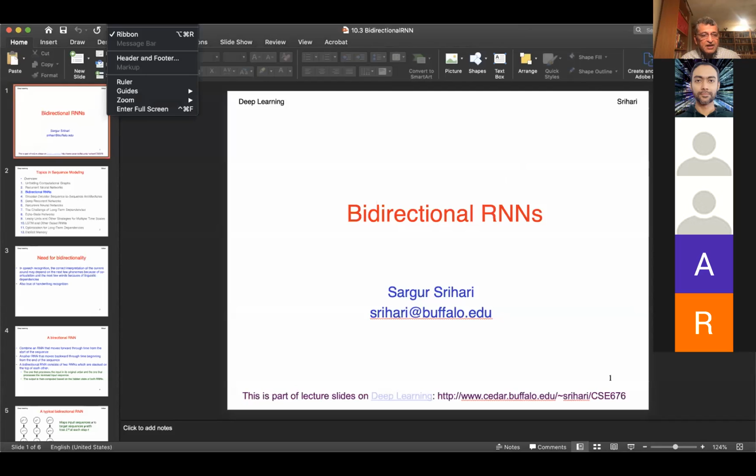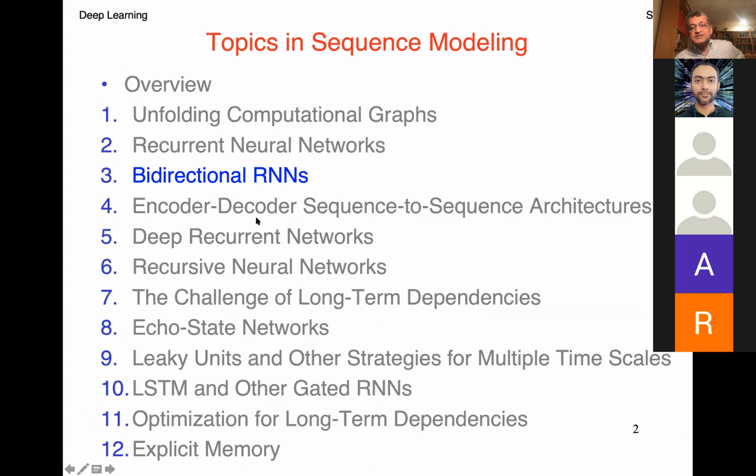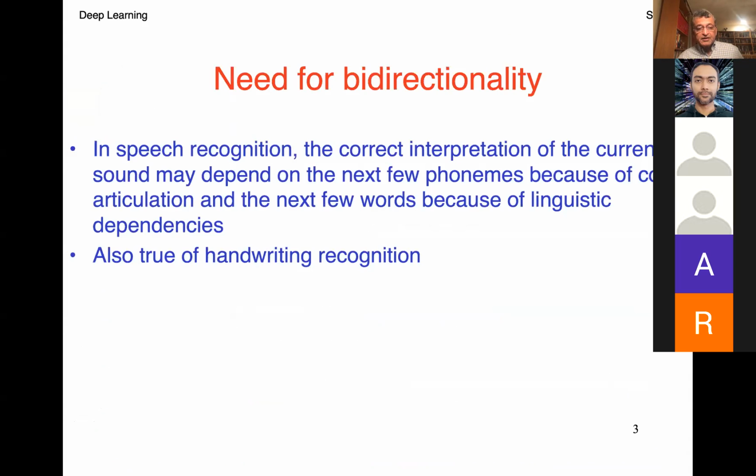Bidirectional RNNs. I already covered it in the overview a bit. What is interesting about this set of slides, compared to what I said about bidirectional RNNs earlier on, is that we actually look at the computational graphs, which is important to know, to see what computation is involved in a bidirectional RNN. First of all, the need for bidirectionality. In speech recognition, the correct interpretation of the current sound may depend on the next few phonemes because of co-articulation, and the next few words because of linguistic dependencies. While I'm speaking, if you're trying to get an automatic translation of that, I might have mumbled some word and it gets clarified only on the next sound or next word or later.